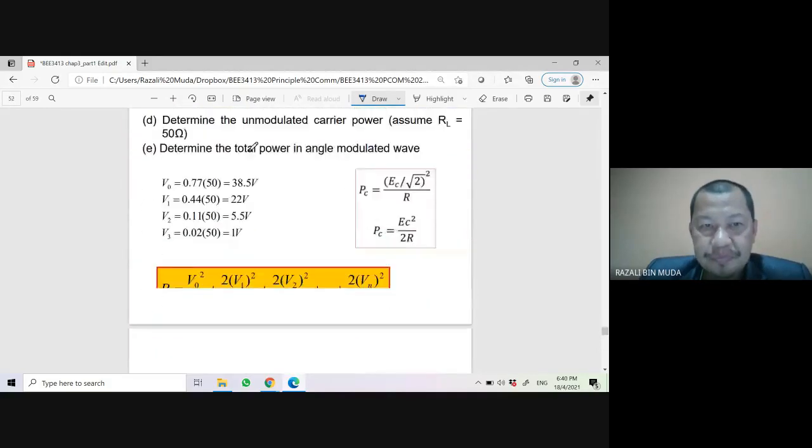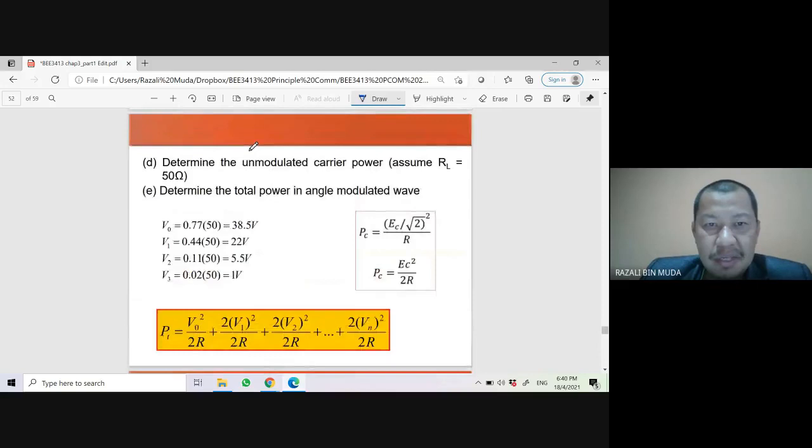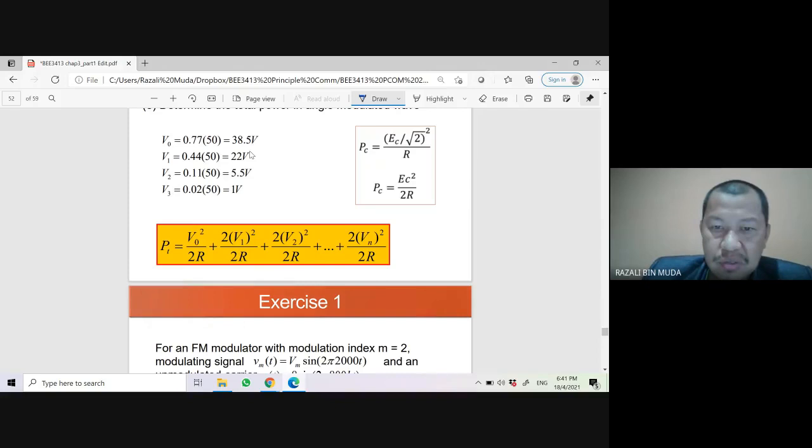Okay, understand? Determine the unmodulated carrier power assuming RL equal to 50 ohm. Determine total power in angle modulated wave. Okay, you calculate this using this equation. For PT, V0, substitute with 50. Substitute the values, and later you will get the answer.